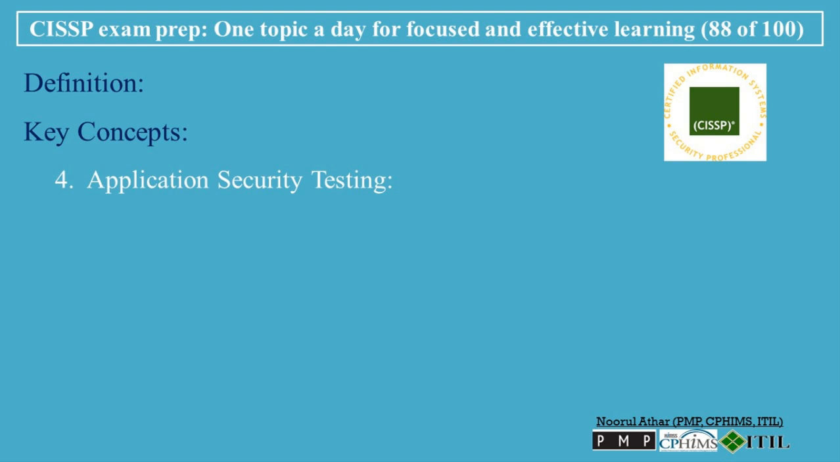4. Application security testing. Security testing is a critical component of application security, ensuring that vulnerabilities are identified and remediated before the application is deployed. Common types of application security testing include static application security testing, SAST. SAST analyzes an application's source code, bytecode, or binary code for security vulnerabilities without executing the code. It helps identify security issues early in the development process.